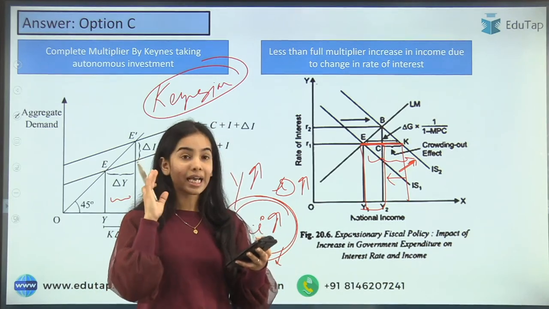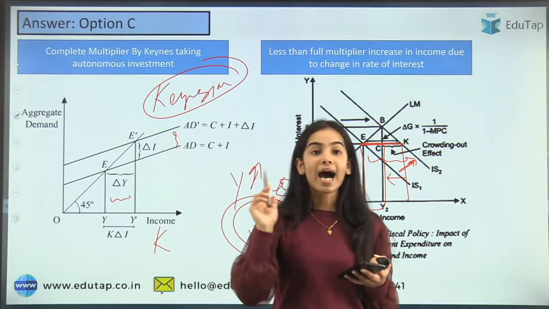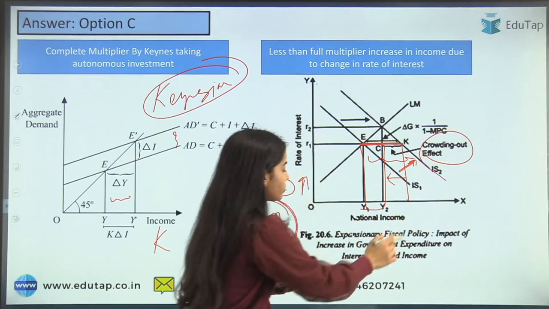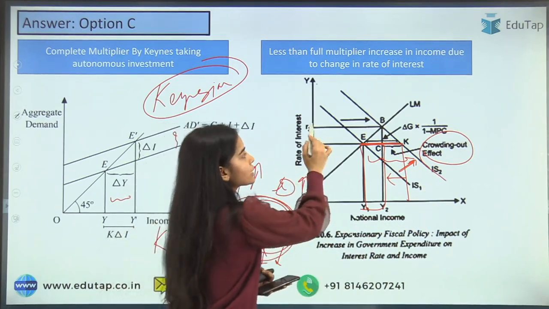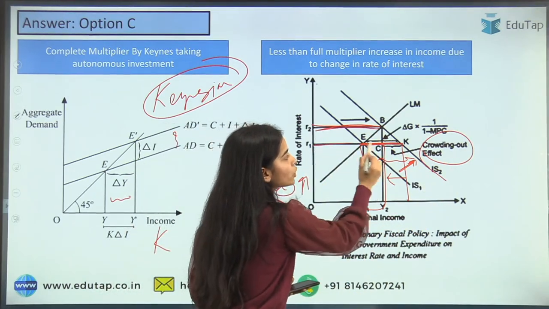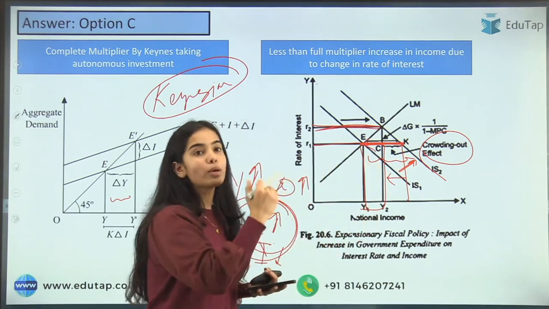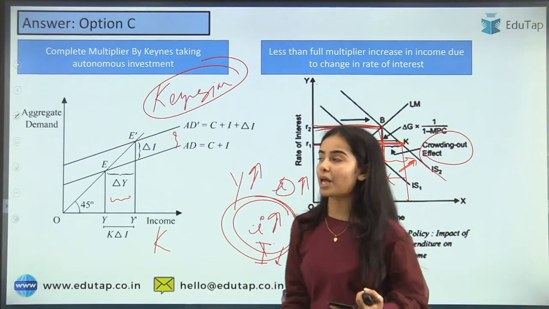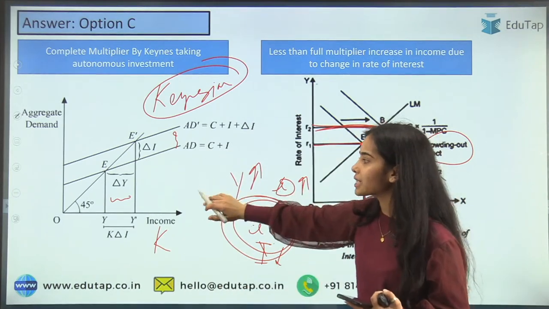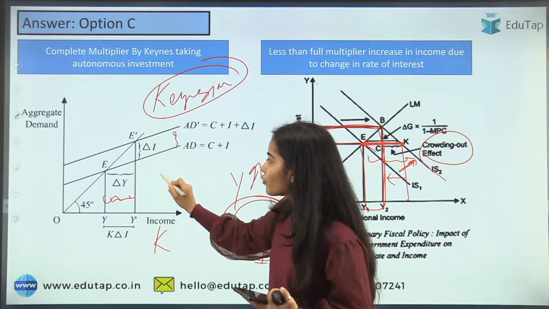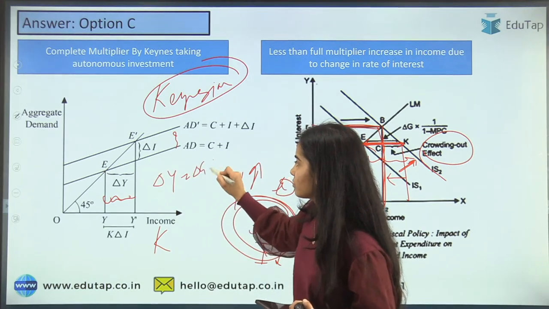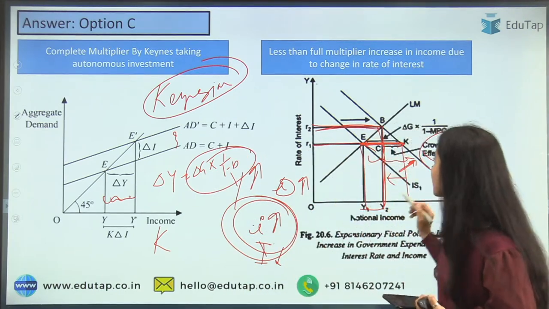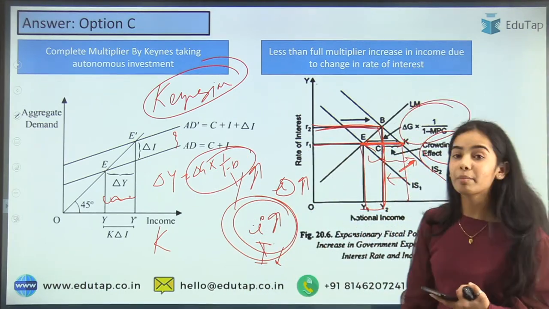So I hope you understand this now, that in the ISLM model, the crowding out effect will be there. Due to the increase in the interest rate, the income will not be able to increase by the full multiplier. In the Keynesian model, the full multiplier is there and the income is increasing by the full multiplier, but here the income is not able to increase by the full multiplier.